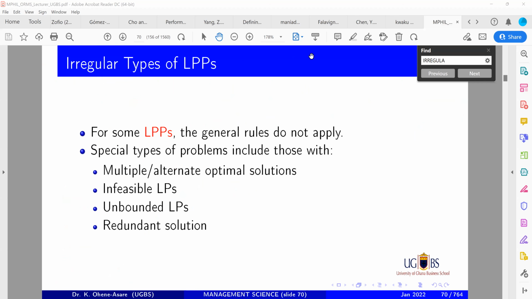Now, they are not regular. They are kind of abnormal. And so we're going to study them and know how you can identify them and why they happen. Ladies and gentlemen, that brings us to the end of the entire caboodle.